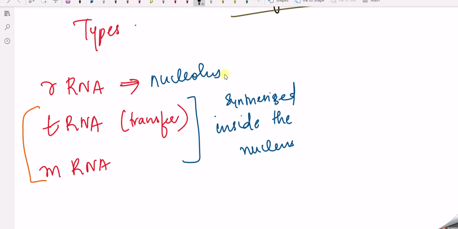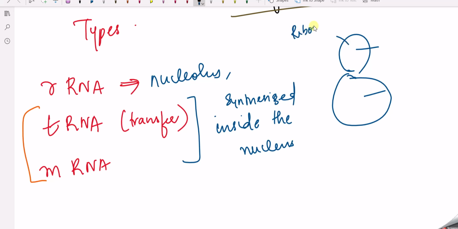And what is their function? This is the ribosome, with a small unit of ribosome and a large unit of ribosome. This ribosomal RNA is seen inside these ribosomes, and it helps in the attachment of the other two RNAs to the ribosomes. Understand the function of ribosomal RNA? They are synthesized in the nucleolus and are present abundantly inside the ribosomes.